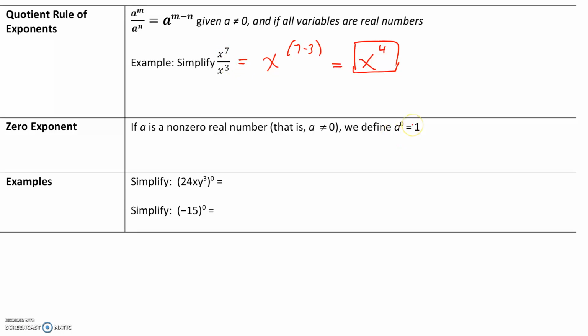Anything to the zero power is defined as 1. So this to the zero power is 1. It doesn't matter what it is. Anything to the zero power gives you a 1. I quickly want to talk about why that is.